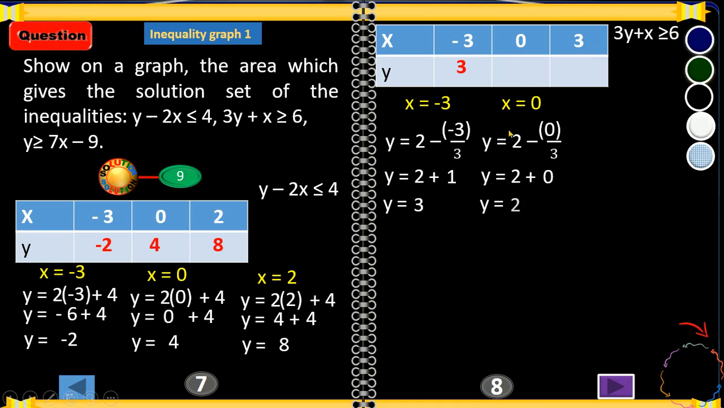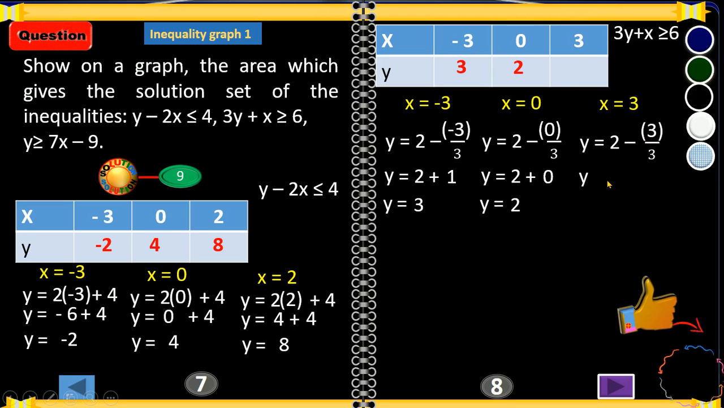And 2 plus 0 will be 2. And then we are going to repeat the same process for when x is equal to 3. If x is equal to 3, then we replace this with 3. Then y will give me 2 minus 3 divided by 3, which is 1. So y will give me 2 minus 1, which is 1. So we have completed the table of values for the second inequality.